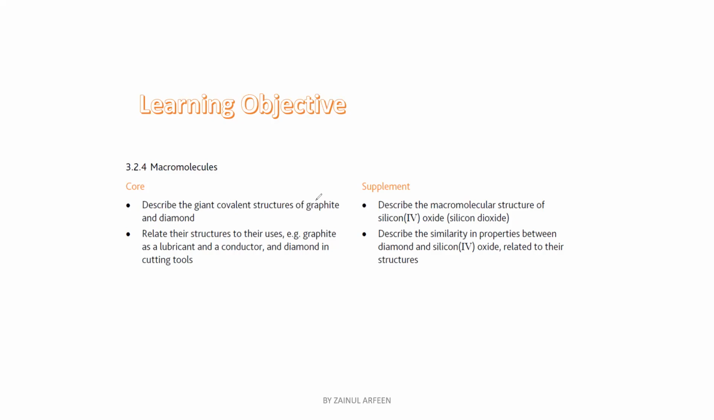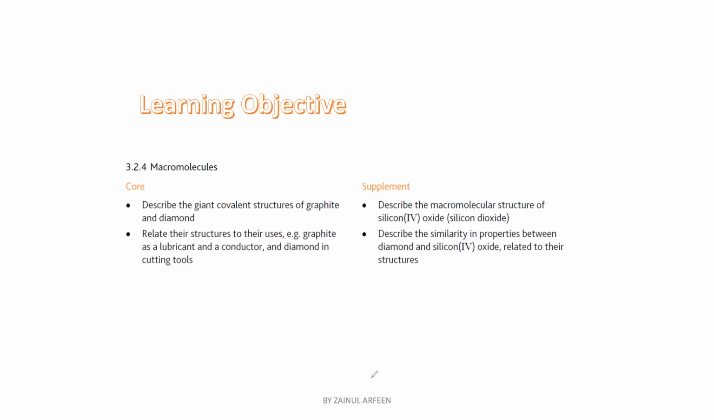And then relate their structure to their uses. Like graphite can be used as a lubricant, so relate why it can be used as a lubricant, or why it can be used as a conductor or conduct electricity, and diamond can be used for cutting tools. And then describe the similarities in property between diamond and silicon(IV) oxide related to their structure. So this will be our learning objective for the class today.